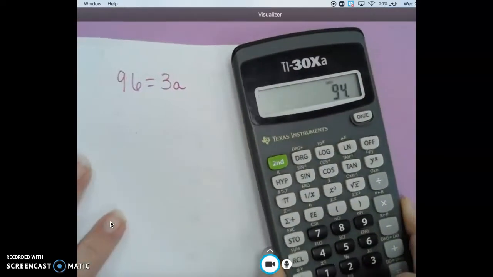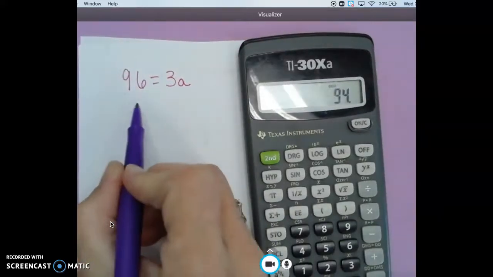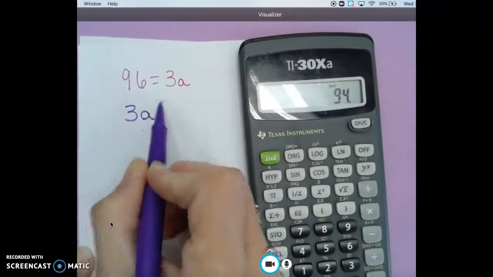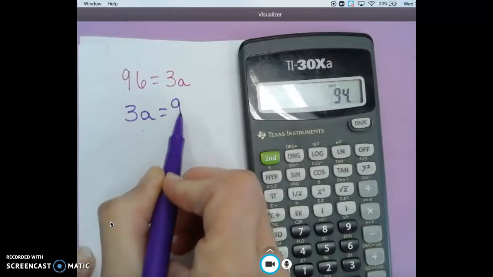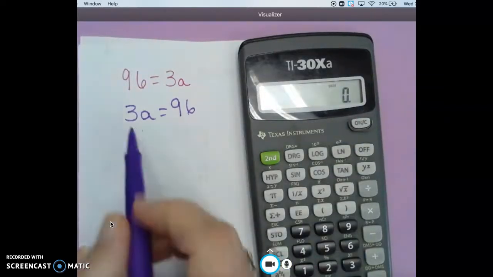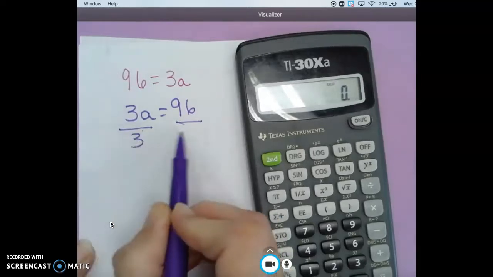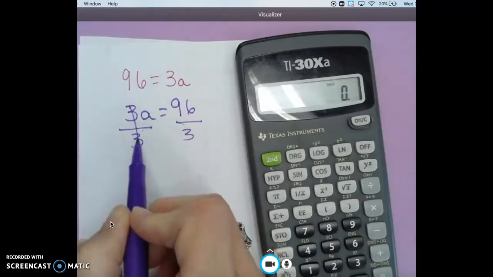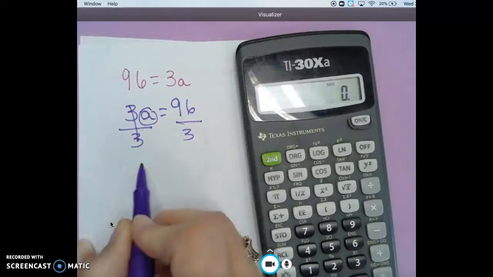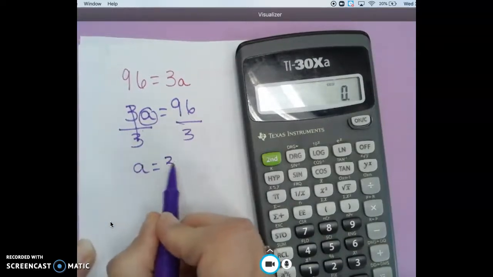All right, the next one. This one looks backwards, so I like to take it and flip it around and put my 3a equals 96. I just find that there's less mistakes made if we keep our variable on the left side. We don't have to, but that helps most people most of the time. So if it's 3 times a, the opposite of multiplying again is dividing both sides by 3. So 3 divided by 3 is going to leave me a. 96 divided by 3 is going to be 32.